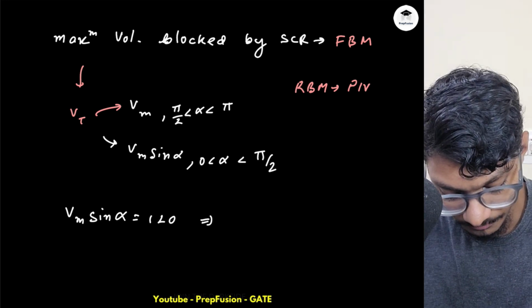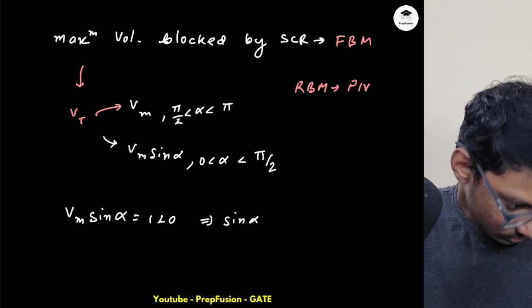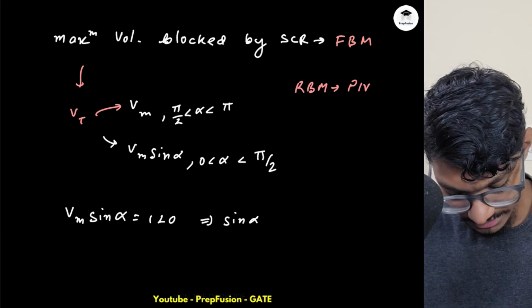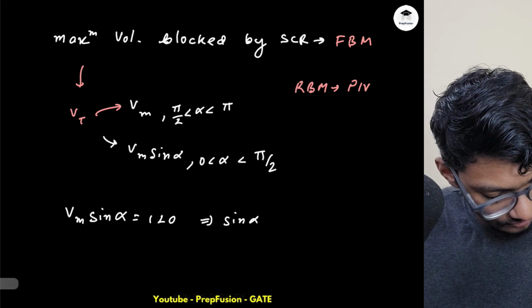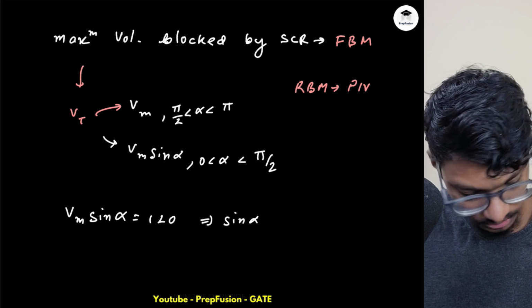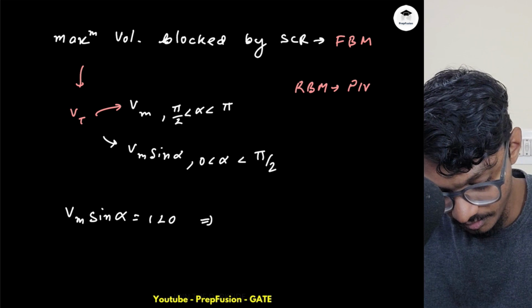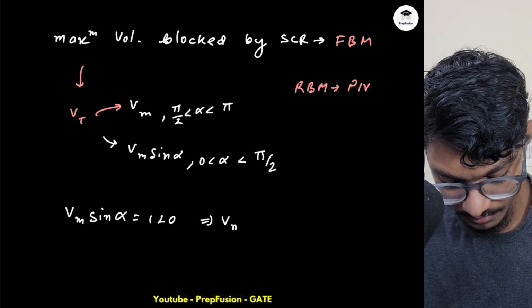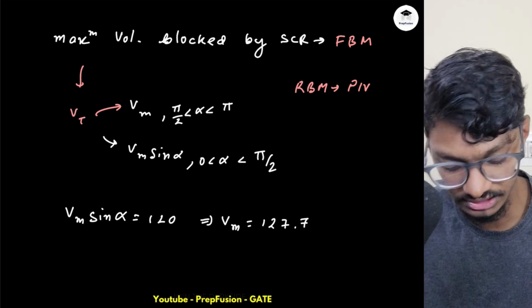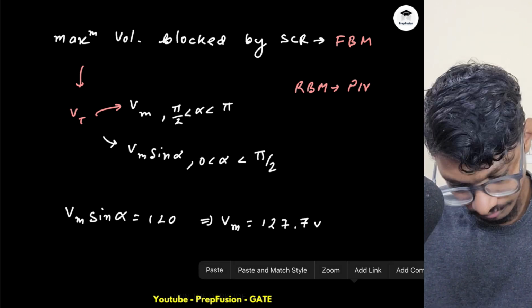So sin alpha, alpha is 70. So I have to divide 120 by sin 70. So our Vm would be simply 127.7 volts. This is the value of our Vm voltage.